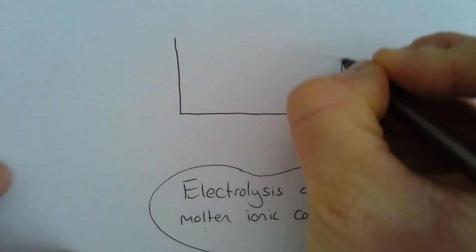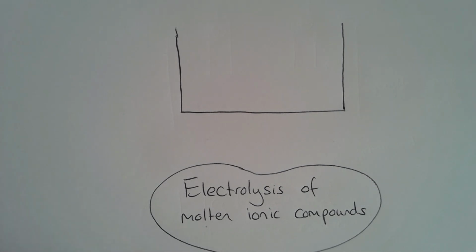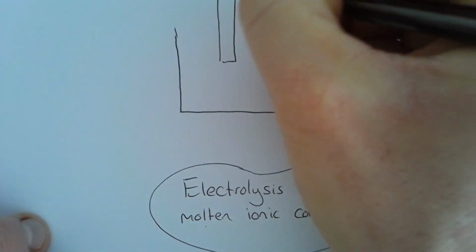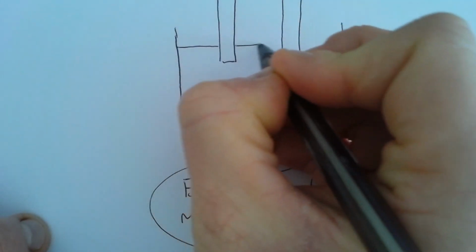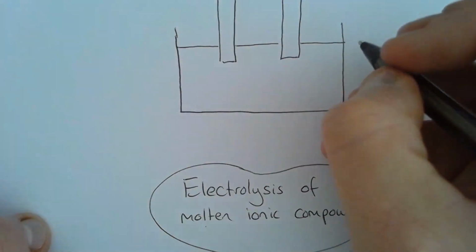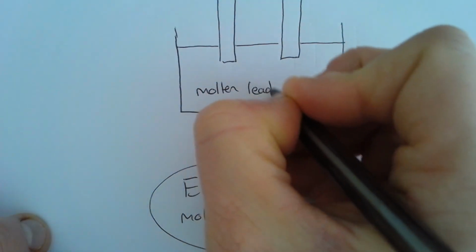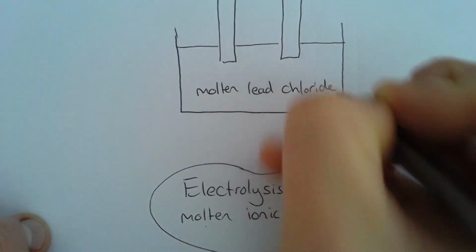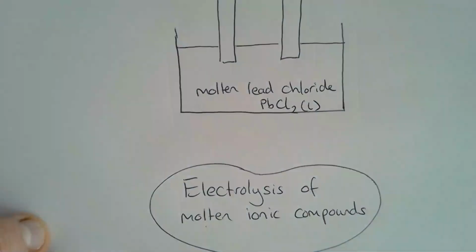So we're actually going to look at an electrolysis that we would have done in the lab, because we can just about do this one: the electrolysis of lead chloride. We would have seen a container, and that container would have been heated strongly so that we would have produced molten lead chloride. The formula for that is PbCl2, and I put an L after it to show that it's liquid or molten.